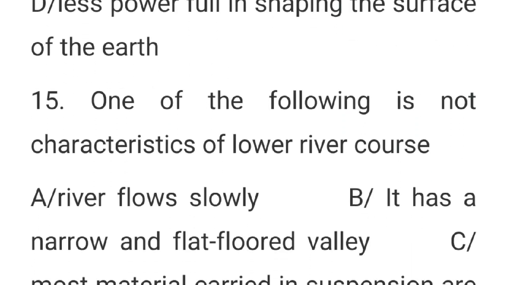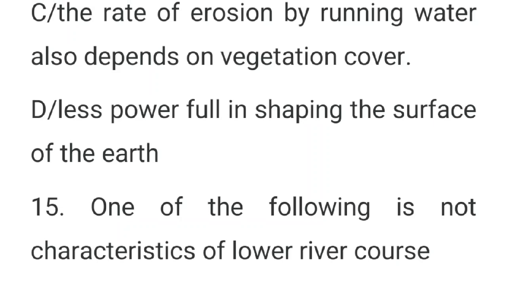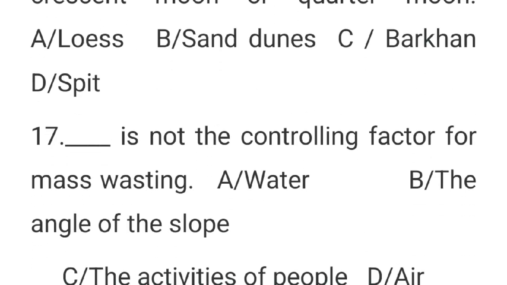Which one of the following is not a characteristic of the lower river course? A, the river flows slowly. B, it has a narrow and flat flood valley. C, most material carried in suspension is deposited. D, this material forms different features along the course of the river. The answer is B, it has a narrow and flat flood valley.